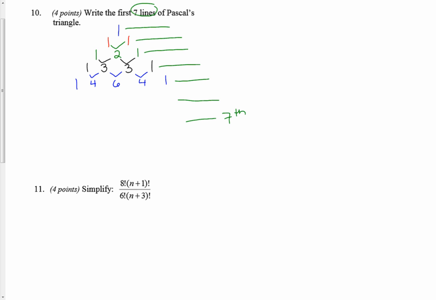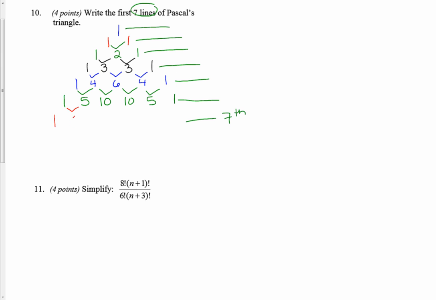Okay, so let's do the 6th line here. Start with a 1. 1 plus 4 is 5. 4 plus 6 is 10. 6 plus 4 is also 10. 4 plus 1 is 5, and then I end with a 1. Remember, Pascal's triangle is nice and symmetrical, so if you ever get a pattern that's not the same thing on both sides, you know you've made a mistake.